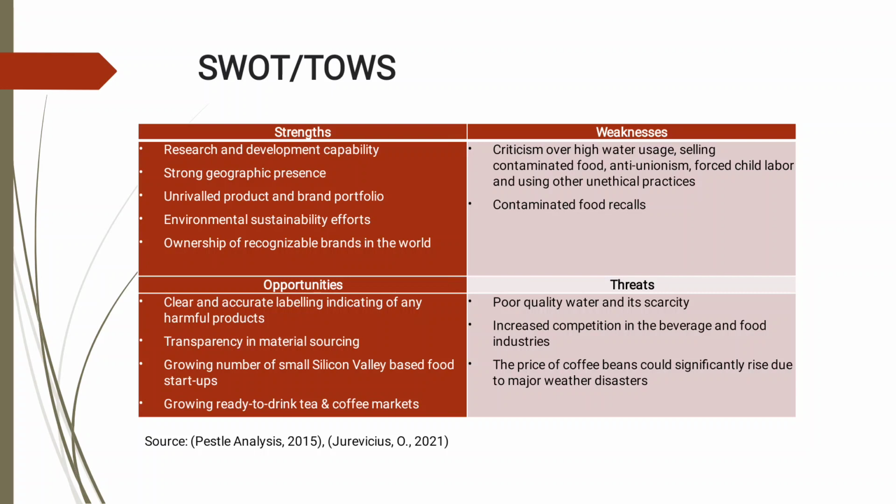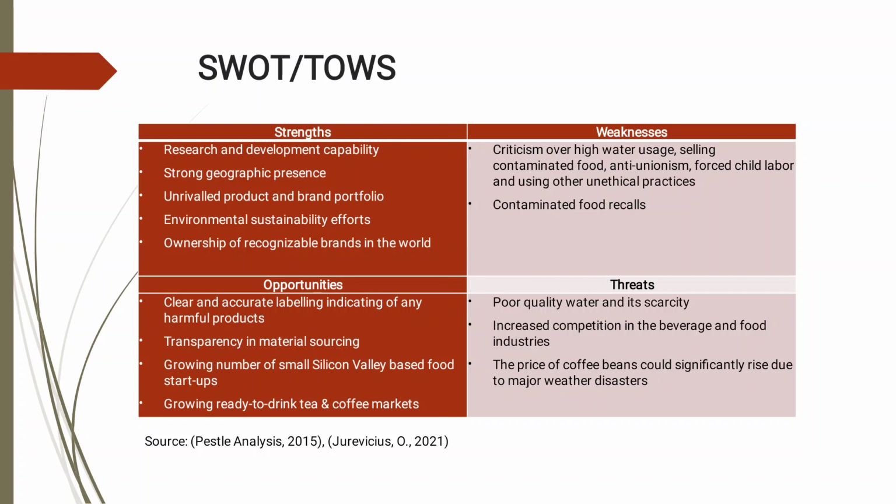If we talk about the weaknesses of Nestle, mostly the Nestle brand has high use of water, selling contaminated food, and antitrust issues. Nestle also used forced child labor and other unethical practices in its industries, and contaminated food recalls.